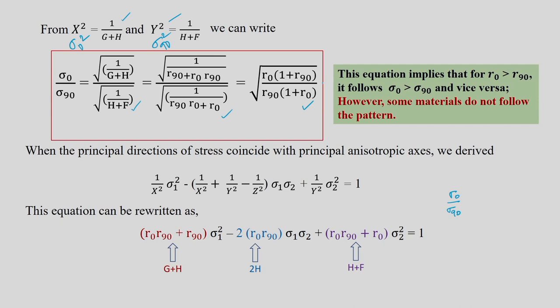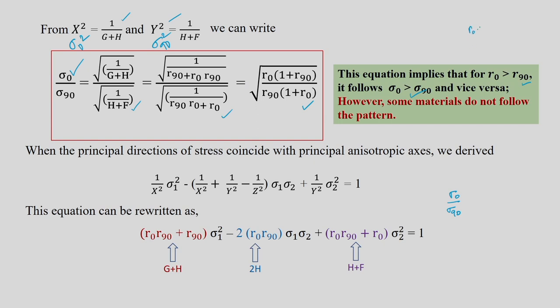That means if you know R0, R90 and sigma 90, you can find sigma naught. So only three values are required to evaluate sigma naught. Or the other way, if you want to find sigma 90, you should get R0, R90 and sigma naught. That is how it works. Now this equation implies that if you pick a case where R0 is greater than R90, sigma 0 will also be greater than sigma 90, and vice versa. You can take an example and find out.